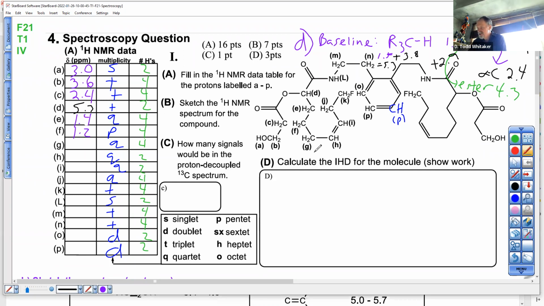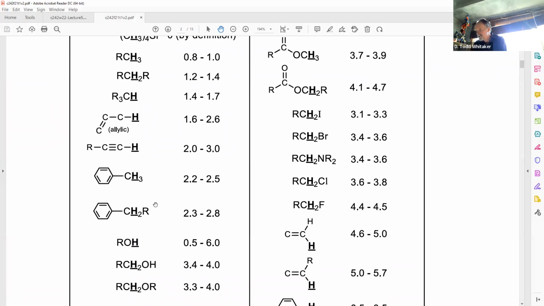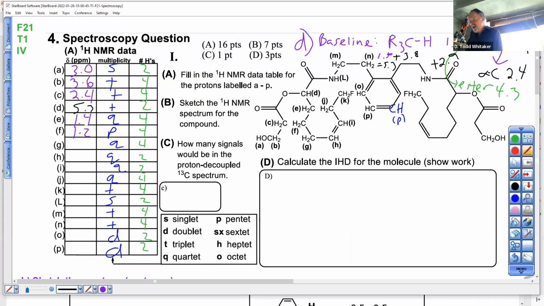Please don't try to tell me G is also RCH2R. You have ignored the fact that it's also allylic. One away from an alkene. Okay? All right. So, G, allylic. Find it. Allylic. It's even written for you. My goodness. H attached to a C attached to an alkene is allylic, 1.6 to 2.6. The middle is like 2.1. 2.1.